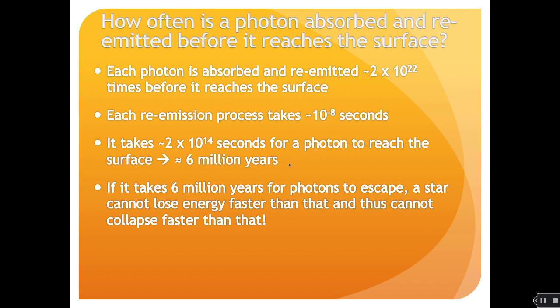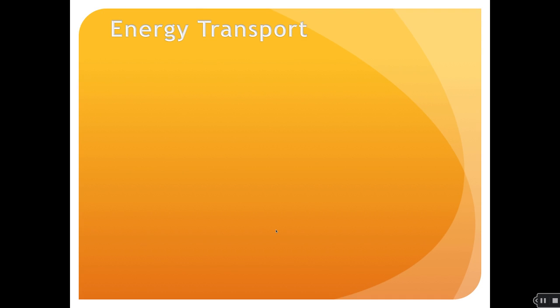And so if it takes 6 million years for a photon to get from the center to the surface, you certainly can't expect a star to lose energy faster than that, so it can't collapse faster than that. And remember, I'm talking about going from the center to the surface, so this is really more of an estimate of the overall collapse time. But basically this is helping you understand how we get this energy transport and why there's a finite time for a star to collapse under gravity when pressure builds up.